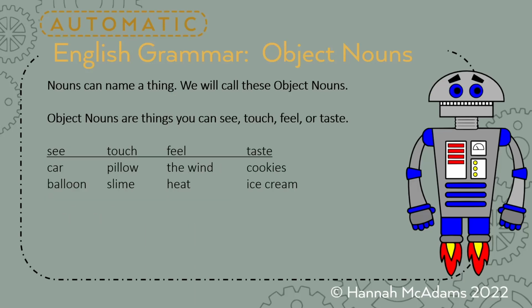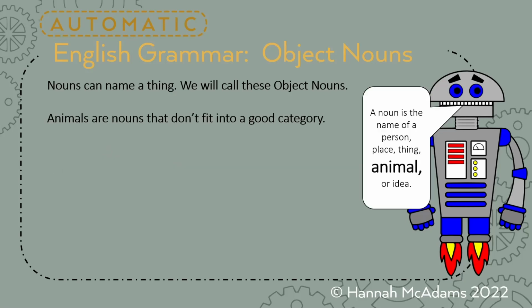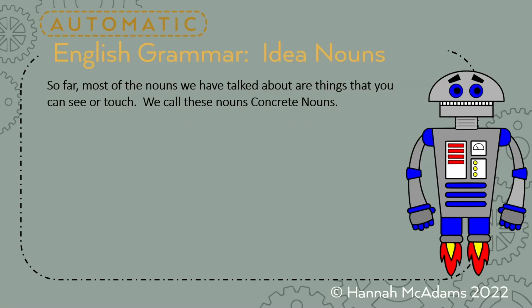And they are things you can see, touch, feel, or taste. I want you to look again at the feel. You can feel the wind, you can feel the heat, but you cannot see it, okay? Because that's kind of what we're going to be talking about with idea nouns, things that we can feel, but we cannot see, okay? All right, remember animals don't really fit into a good category, so just remember that animals are a noun, okay?